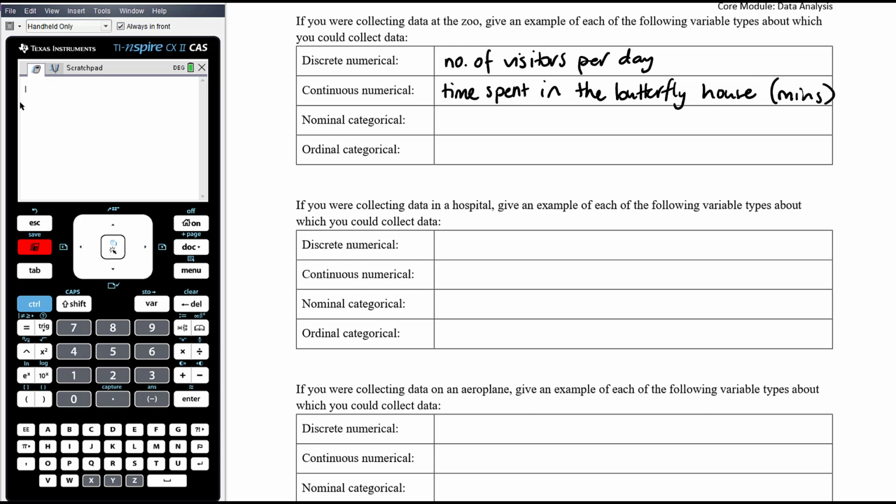Nominal categorical. Okay, so no order to the categories. So this might just be animal species, for example. I'm not sure if species is the right word, I'm not a biologist, but just a list of all the different types of animals, I guess. So something along those lines.